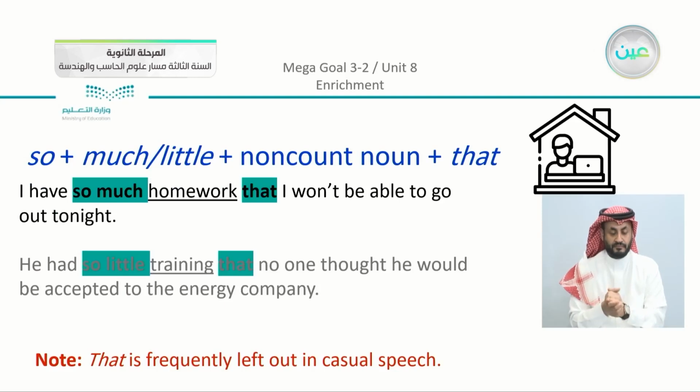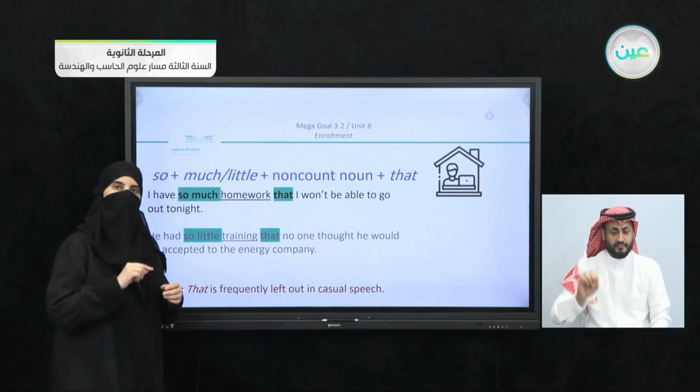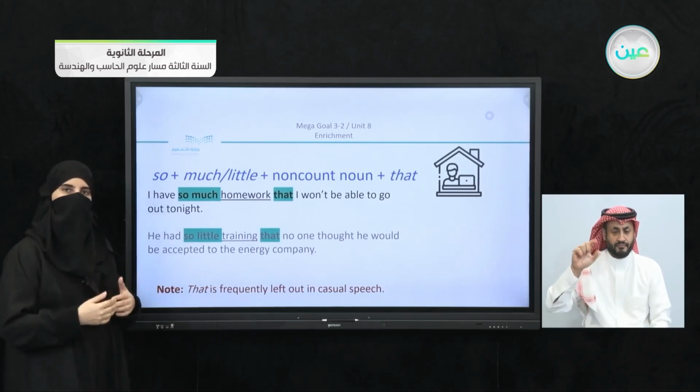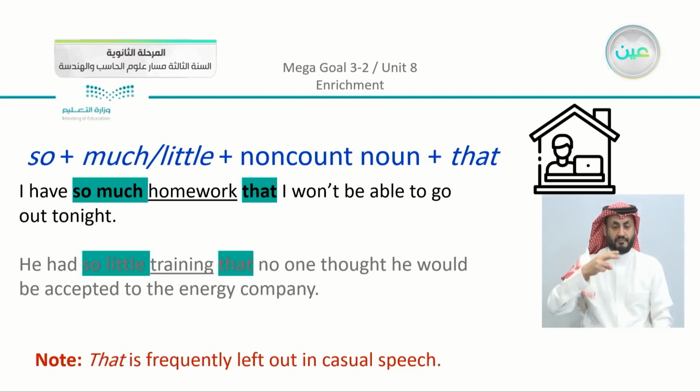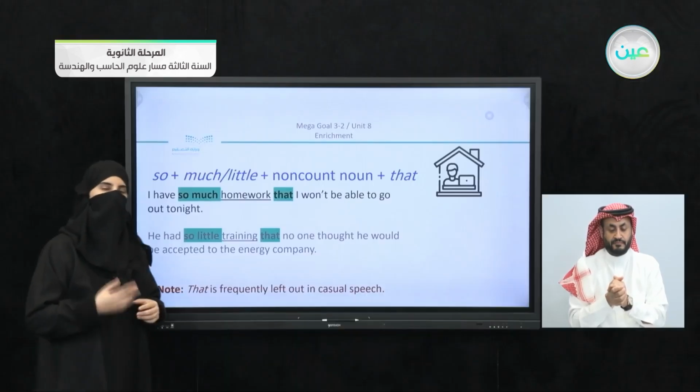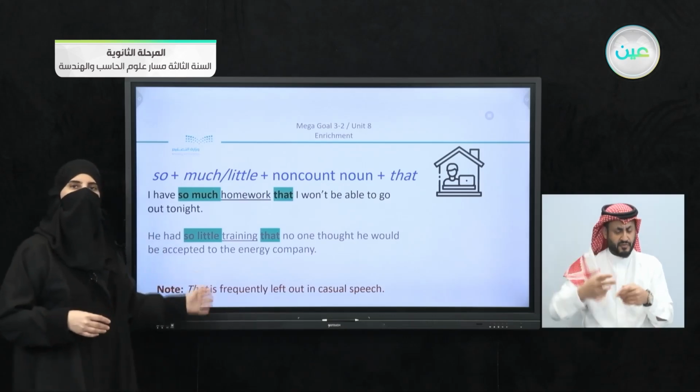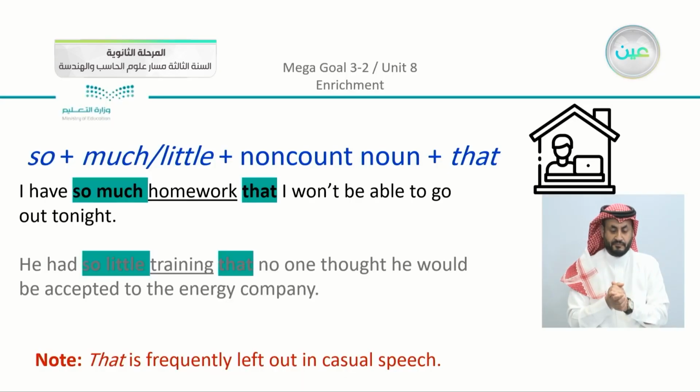Also, we studied another part. So, using much or little plus the non-count noun plus that. So you can just revise here the parts or the structure form. Is it the same as we have here? You can see that I have so much homework, non-count, that I won't be able to go out tonight. The other sentence, he had so little training, also non-count, that no one thought he would be accepted to the energy company. And if you recall, we also studied that sometimes we can remove that from the sentence, as we have the note in the book.